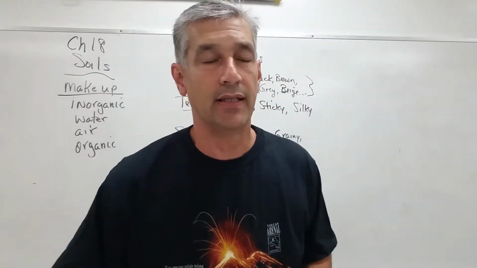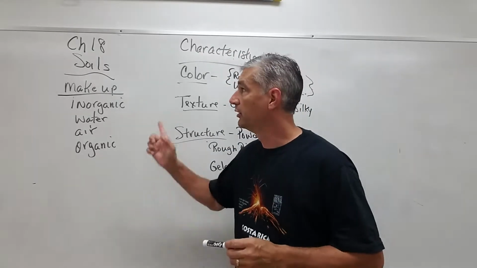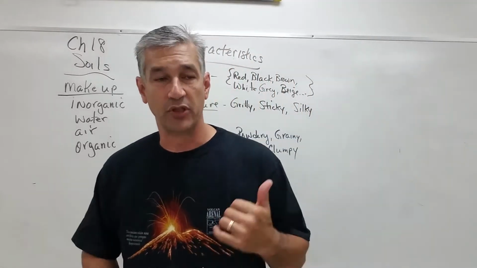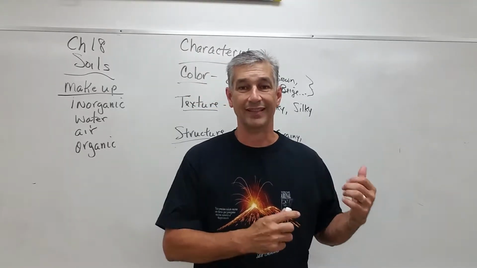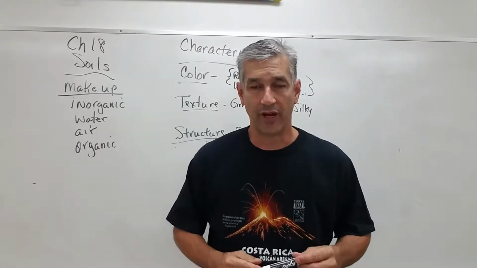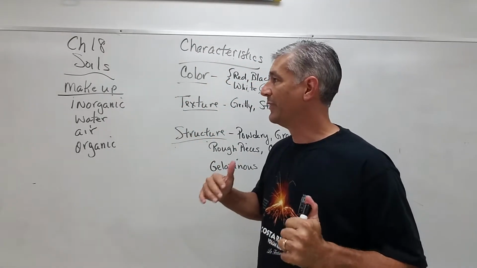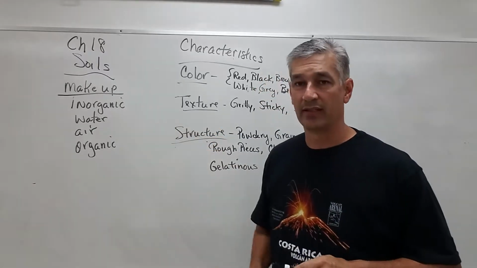Chapter 18 is going to go into the last part of the lithosphere. We're going to look at soils. Now, there is a difference between soils and dirt. Okay, things live in soils. Dirt is basically dead. Okay, there's not as much nutritional value to it. So when we look at soils, one of the first things we have to do is look at what makes it up. There's four basic pieces.